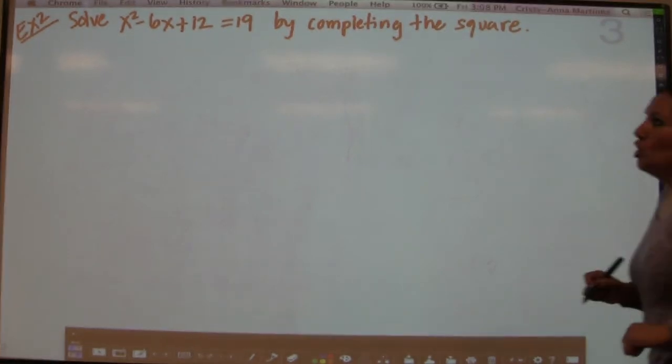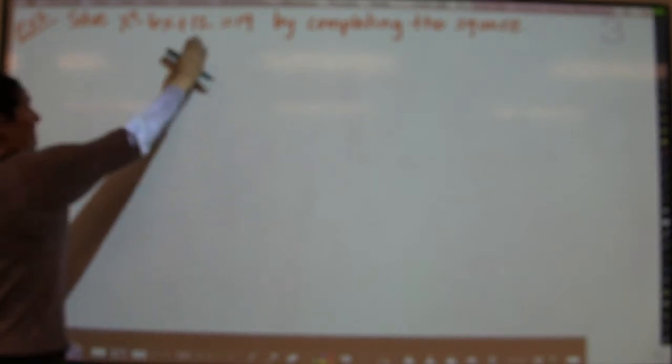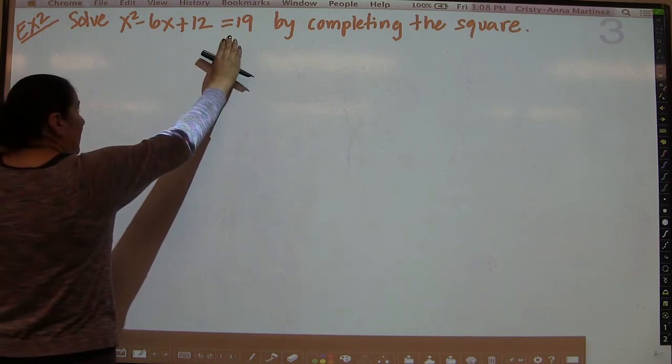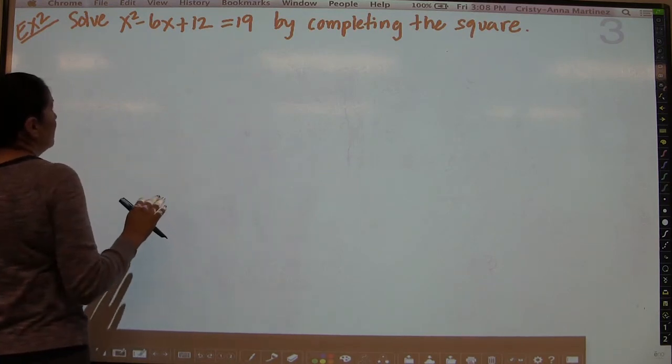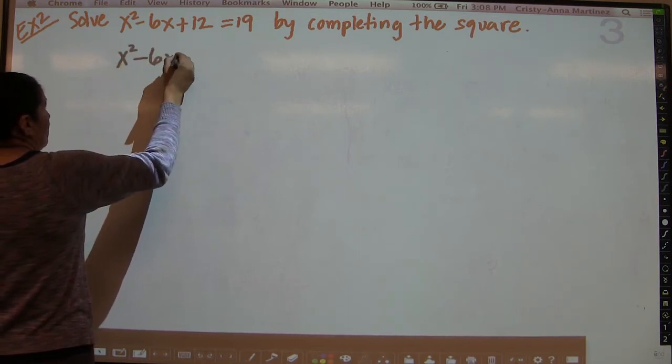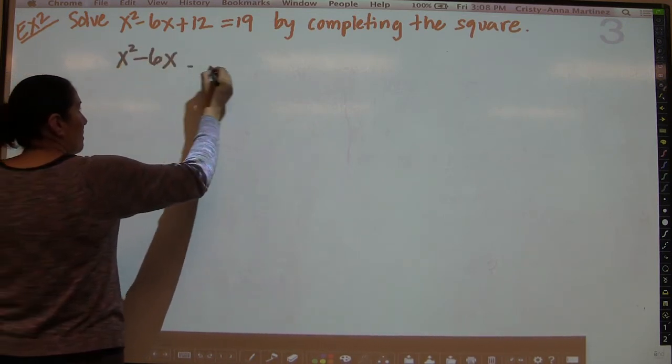So stay with me here. We're going to start off by taking and moving our c value. You saw in the previous example there was a c value here. Now you have an equal sign. So what you want to do is you basically want to keep your first term and your middle term. And then what I like to do is put a blank.